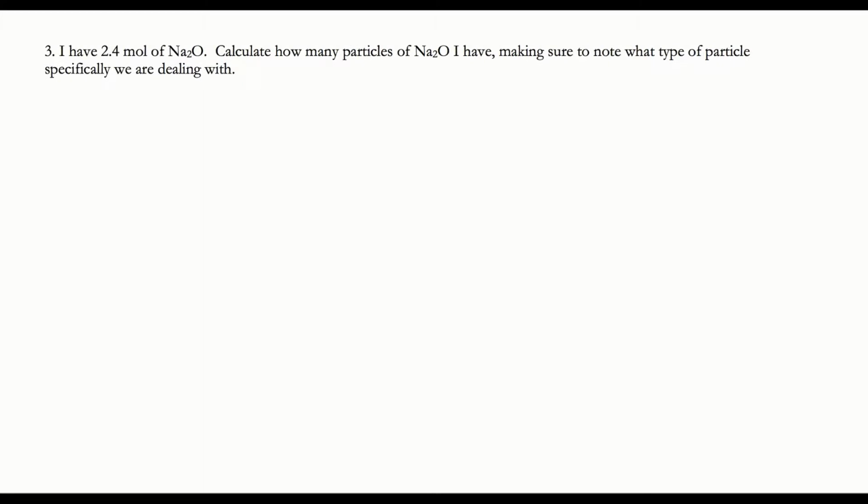I have 2.4 moles of sodium oxide. Calculate the number of particles of sodium oxide I have, making sure to note what type of particle specifically we are dealing with. Well, I'm going to jump the gun on that and write out what particle that is. Na2O is an ionic compound, so I know that this is going to be formula units. If I'm counting how many of that compound I have, I'm going to be counting in formula units.